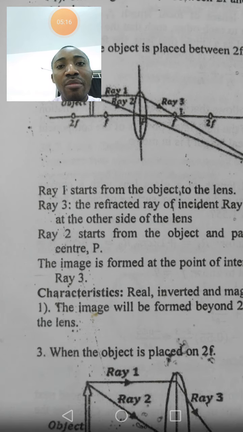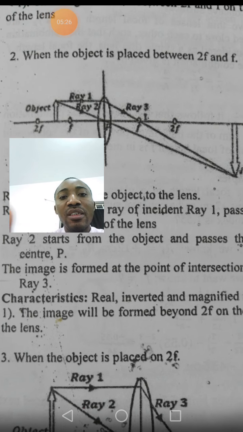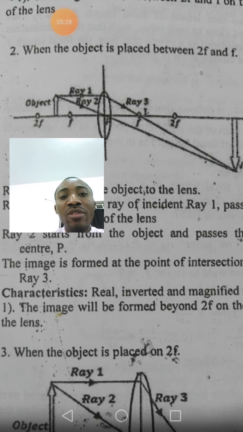Okay, and beside it, you can see number 2 here now. So here in number 2 we have the object between 2f and f. As you can see, one of the two rays is still parallel to the principal axis and is refracted through the principal focus. The second one passes through the optical center. Where the two of them intersect, you have the image there.